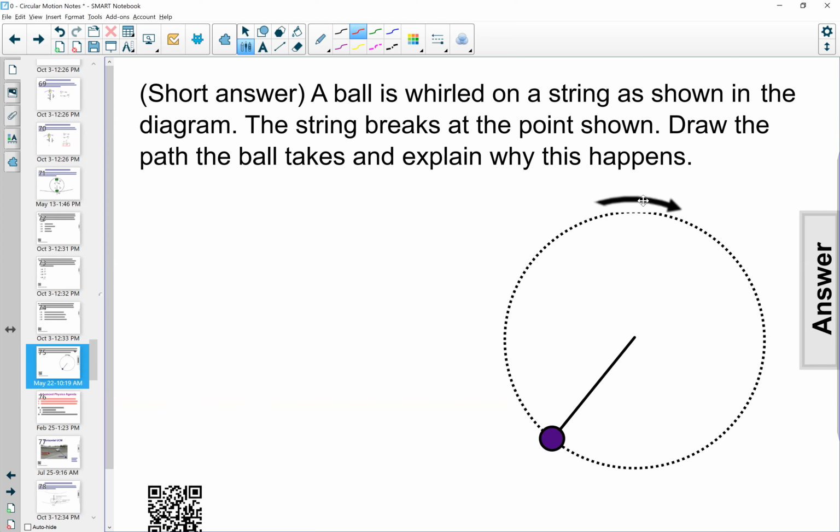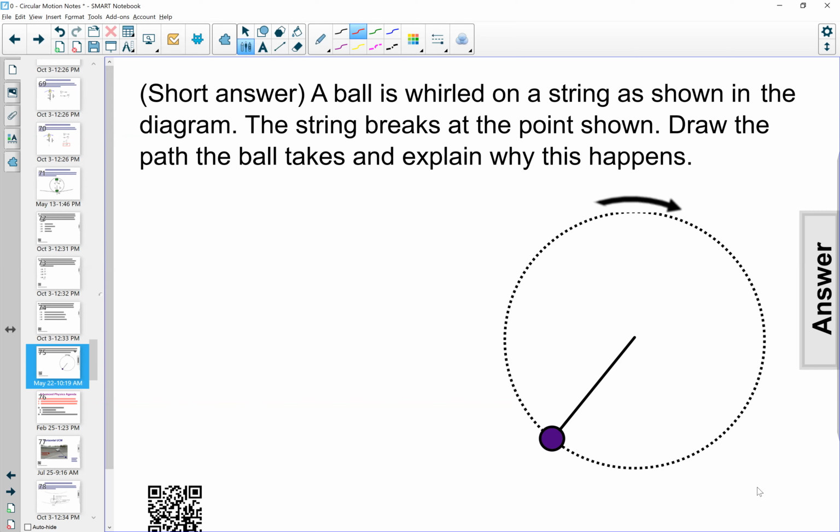It's traveling clockwise here in a vertical circle, and the string breaks right here. What would the path of that ball look like? So you can type it in the chat, or if you just want to unmute and say what you think, that's fine too. It'd be a parabola that starts going tangential to the circle, but then reaches a point at the top and turns around and comes back. Okay, why would it have that parabolic path?